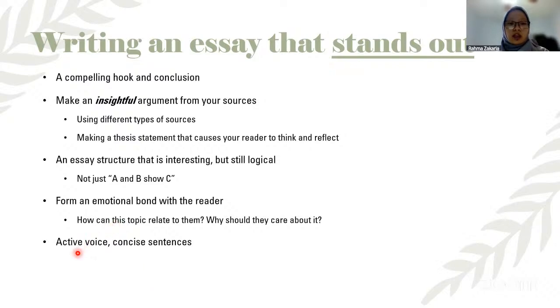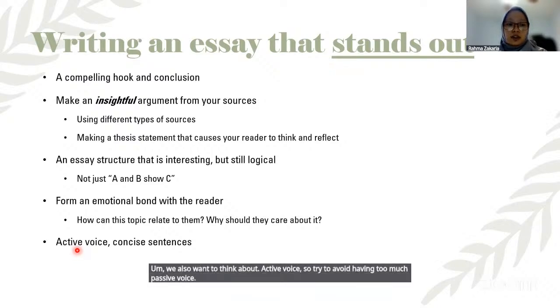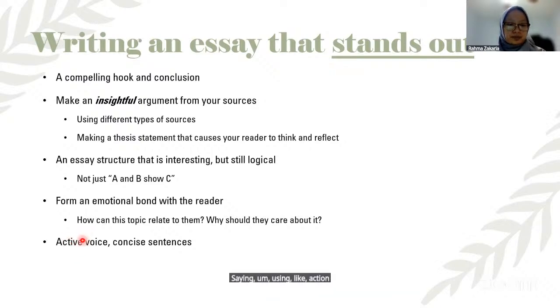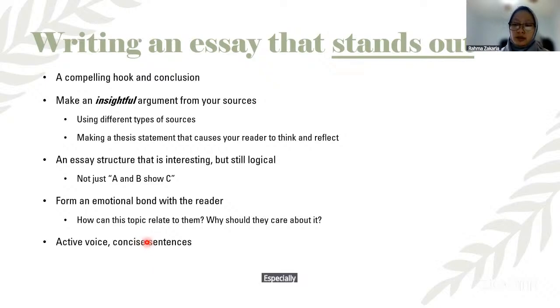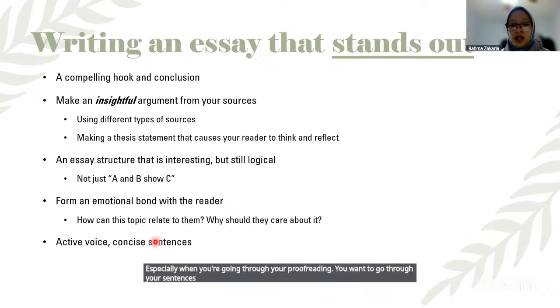We also want to think about active voice, so try to avoid having too much passive voice, using action verbs. We don't want to be too wordy or too redundant, so try to have very concise sentences, especially when you're going through your proofreading. You want to go through your sentences and make sure you don't have any extra words that might be taking away from your meaning.